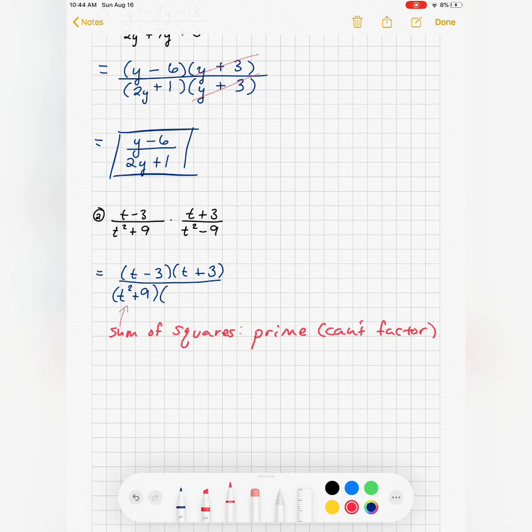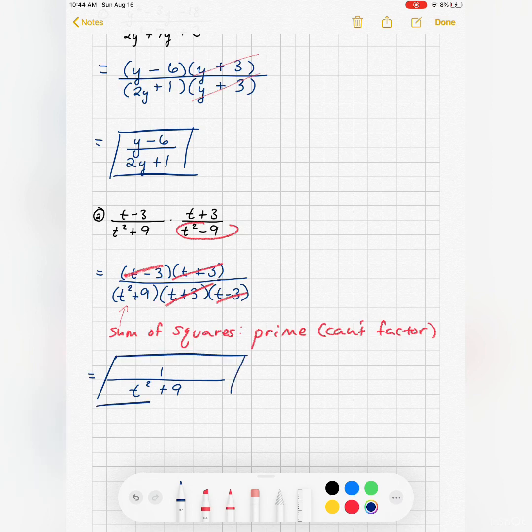But we talked about the difference of squares, this one. That's the one I can factor nicely, t plus 3, t minus 3. Then let's see, so I can cancel that with that. Oh, and that with that too. So the only thing left in the numerator then would be a 1. And then I'd have my sum of squares. I can't do anything with that.